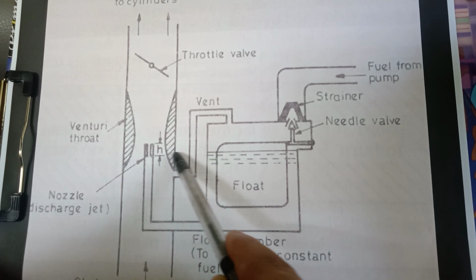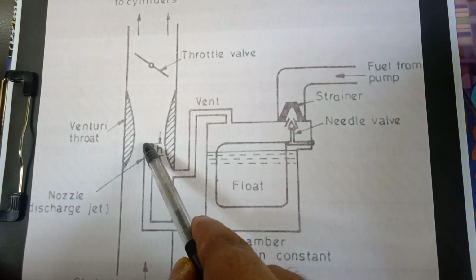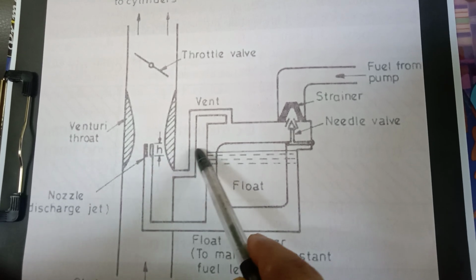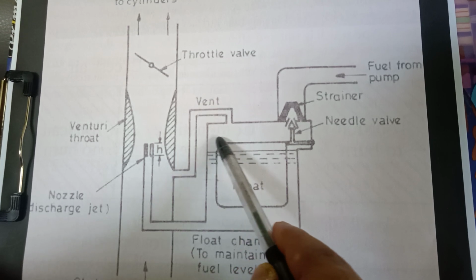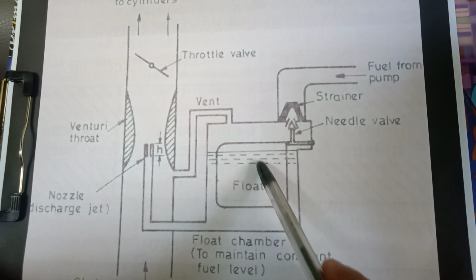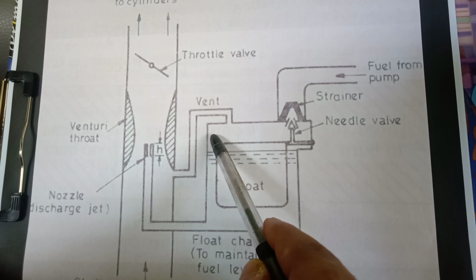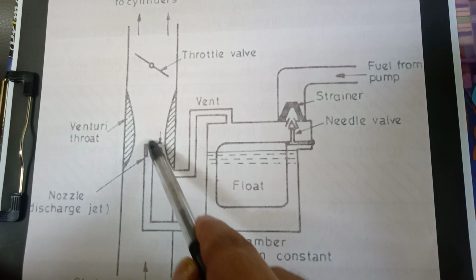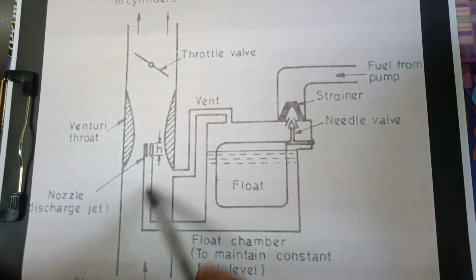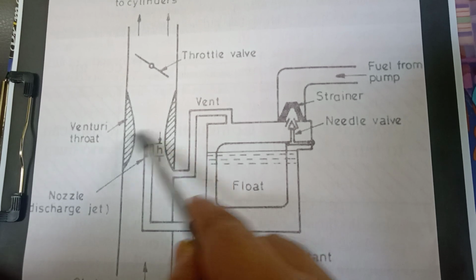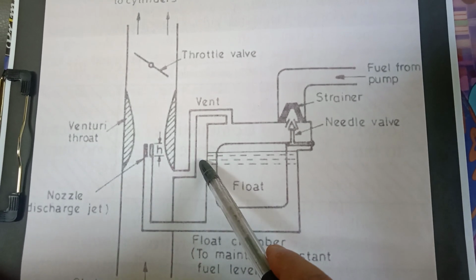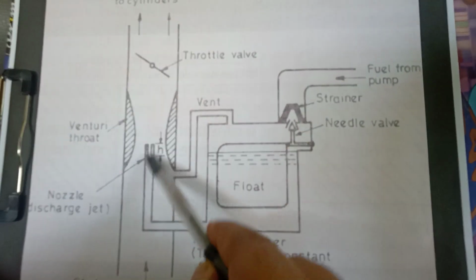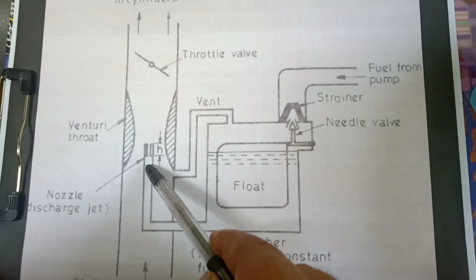If the height is more than this tip, then fuel will overflow from the tip of the jet. For example, suppose the height is here. If the fuel in the float chamber fills up to this height, then what happens? Fuel will spill out into the venturi, and the carburetor is in the overflow position. If the carburetor overflows, a large amount of fuel will get inside the carburetor, and your vehicle will not run.